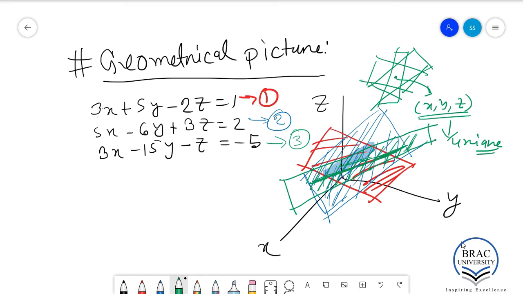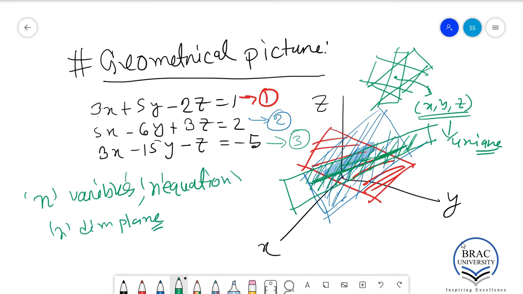Similarly, if you have a system with n variables and n equations, that actually gives rise to n-dimensional planes. And every time you use, let's say, two equations to get rid of one variable, the plane's dimensionality reduces and it becomes an n-1 dimensional plane. When all the equations are used, that is n minus n, there is a zero-dimensional plane left, and this zero-dimensional thing is just a point. That is our unique solution.